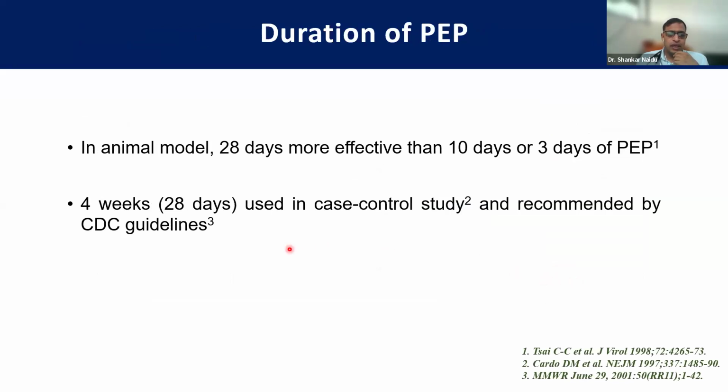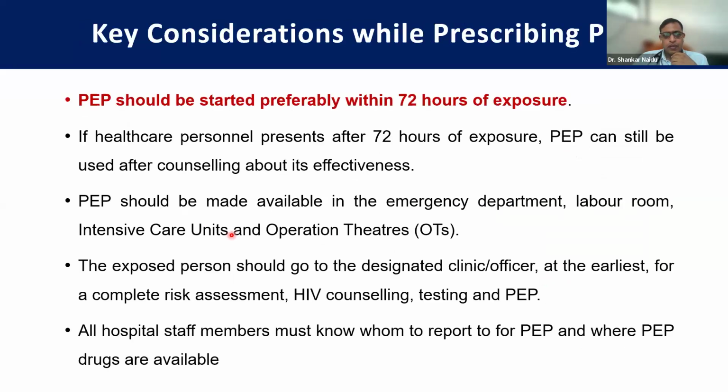Even the CDC guidelines and other case control studies in humans have shown that 28 days is optimum to prevent transmission after an exposure. So the key points we need to remember while prescribing PEP: PEP should be started as early as possible, but preferably within 72 hours of exposure. And if a healthcare worker presents after 72 hours of exposure, PEP can still be used after detailed counseling regarding the benefits and risks associated with it and its effectiveness.